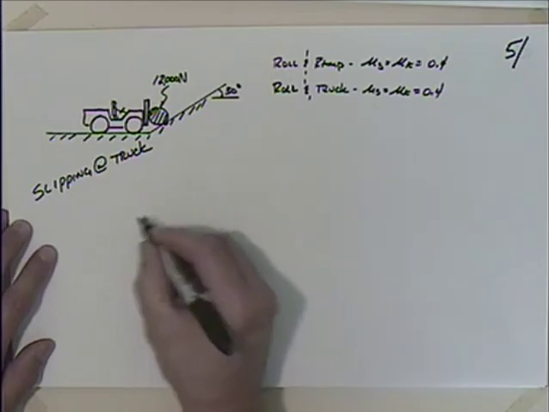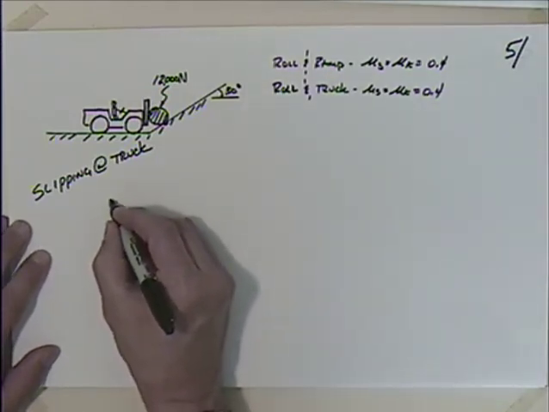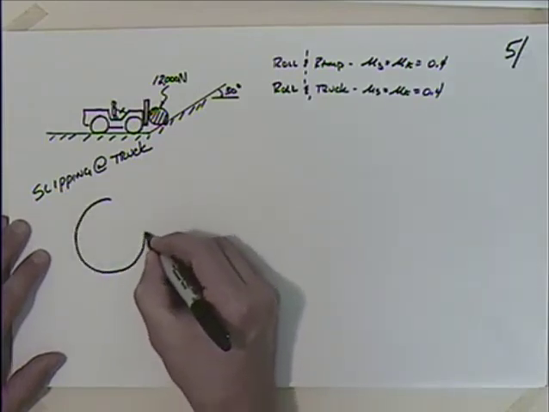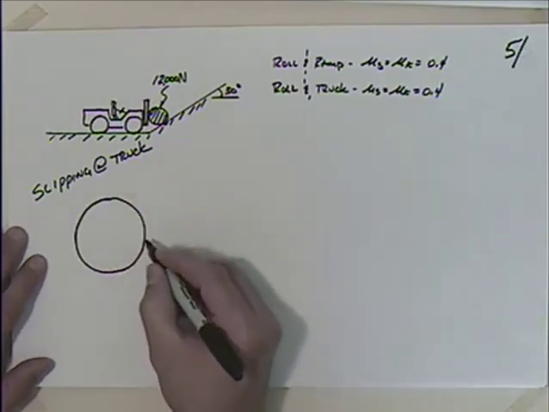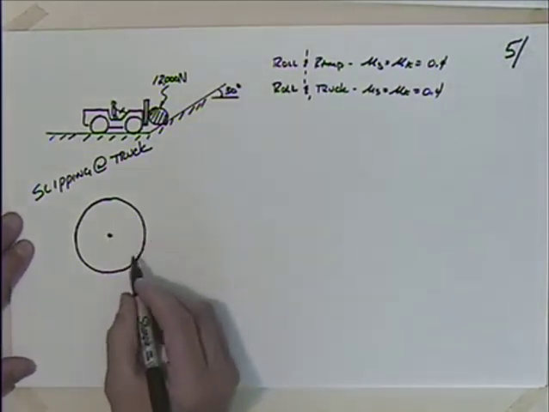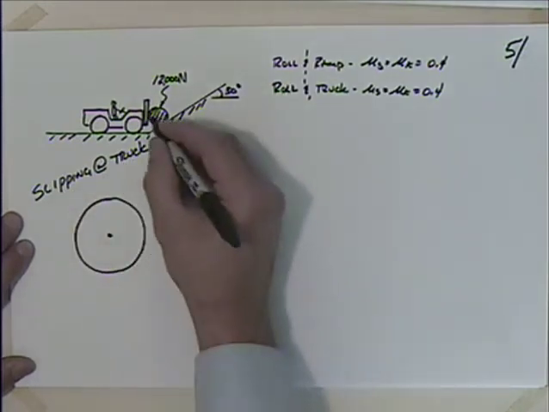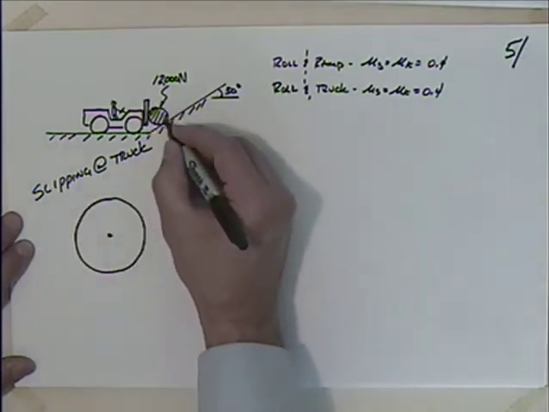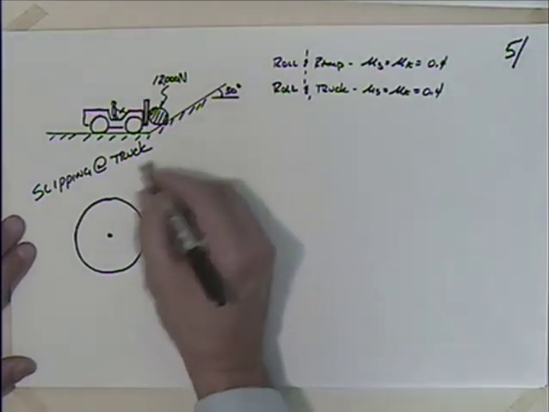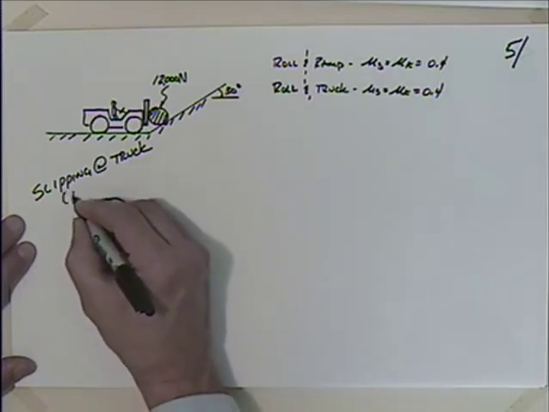Okay, so slipping at the truck. So what this is going to look like is if I take this roll, if it's slipping at the truck, if you imagine it slipping across this truck, it's pivoting at this point here, isn't it? Okay, so the flip side of this is tipping at the ramp, isn't it?